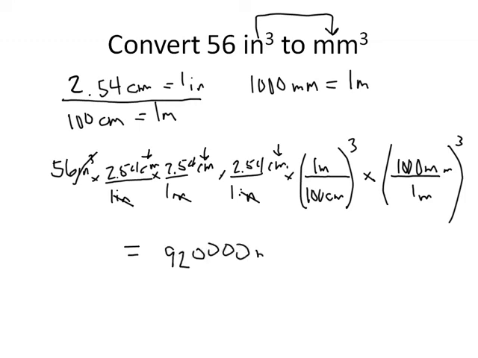920,000 millimeters cubed. Because when I check my units, look, this centimeters and this centimeters and this centimeters were canceled by that centimeters, and the fact that it was cubed up here. And this meters is canceled by this meters. Both of them were cubed as well.